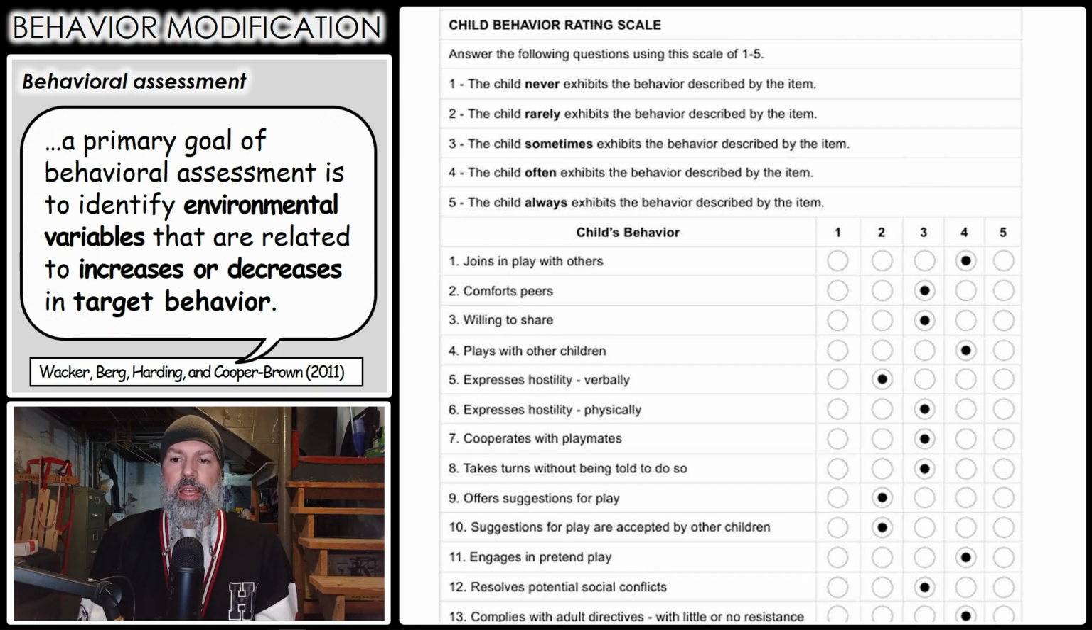Another con is that they can be misused by individuals, especially ones that don't have training in behavior modification. So these questionnaires can be accessed, can be given out. So for example, this one was available for free online, very easy to obtain. And if you don't have training, you can misuse these to misdiagnose individuals and misapply treatment.